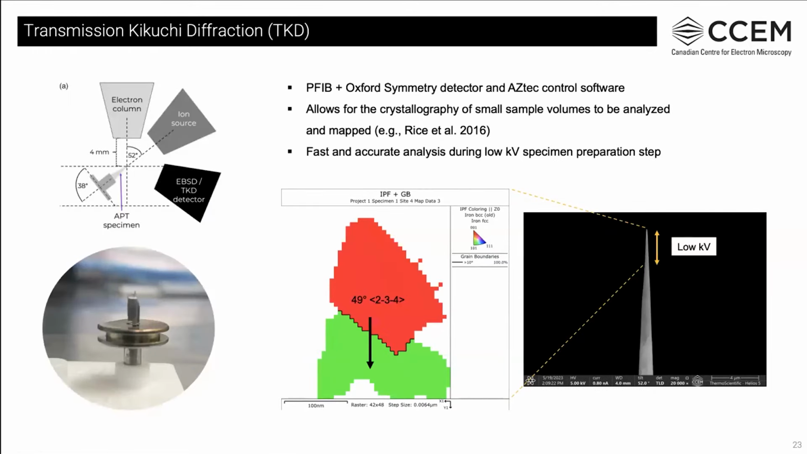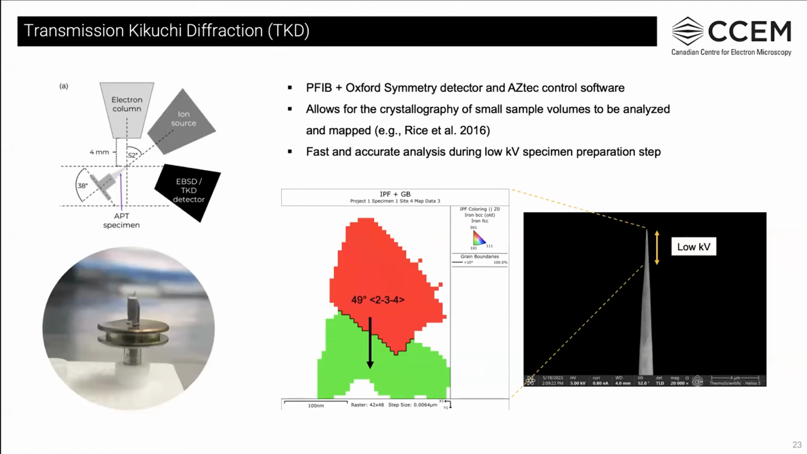For our first correlative technique, we can use our PFIB equipped with an Oxford Symmetry detector and AZtec software to measure and map the crystallographic orientation and microstructure of our sample with a high spatial resolution, meaning it's ideal for us looking at the grain boundary in our thin APT specimen.